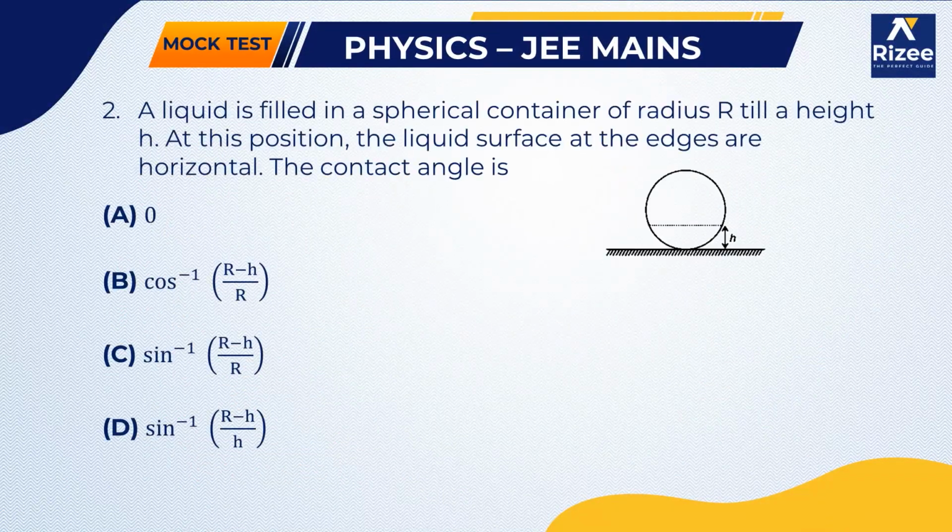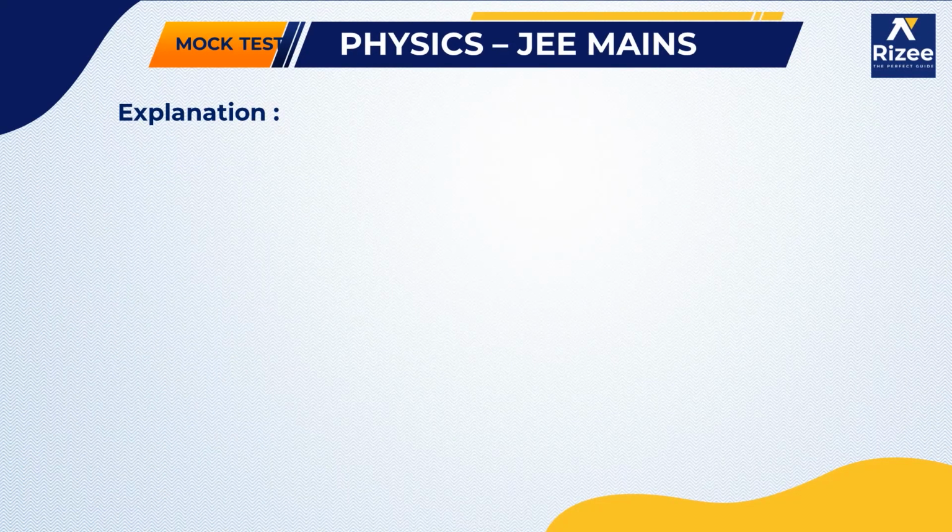Fine. Coming to the second question, the liquid is filled in a spherical container of radius r up to a height h. In this position, the liquid surface at the edges is horizontal. The contact angle he is asking. So coming to this, let me draw this spherical container here. So this is a spherical container. Imagine it to be a spherical one.